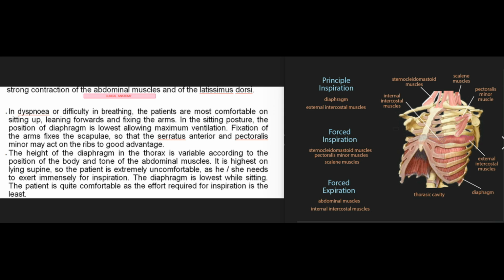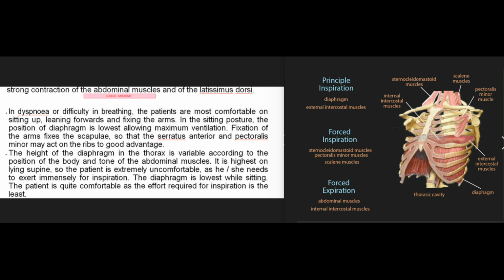Clinical anatomy. In dyspnoea or difficulty in breathing, the patients are most comfortable on sitting up, leaning forwards and fixing the arms. In the sitting posture, the position of diaphragm is lowest, allowing maximum ventilation. Fixation of the arms fixes the scapulae, so that the serratus anterior and pectoralis minor may act on the ribs to good advantage. The height of the diaphragm in the thorax is variable according to the position of the body and tone of the abdominal muscles.